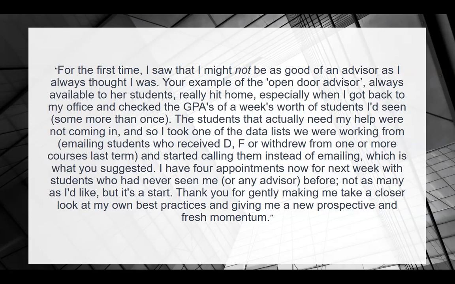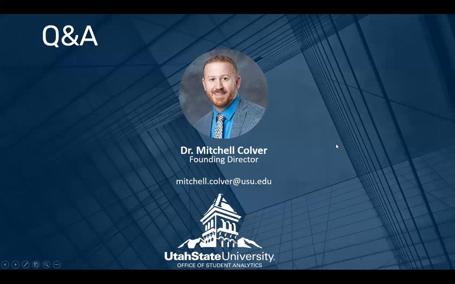And advisors always have a hard time with that. They're always like, what, you want me to pick up the phone and call them? How are they going to react to that? I would say, well, if you're compassionate and you have a good alliance with them, they're going to react well. "I have 4 appointments now for next week with students who had never seen me or any advisor before. Not as many as I'd like, but it's a start. Thank you for gently making me take a closer look at my own best practices and giving me a new perspective and fresh momentum." So I really appreciate being able to share these things with you.